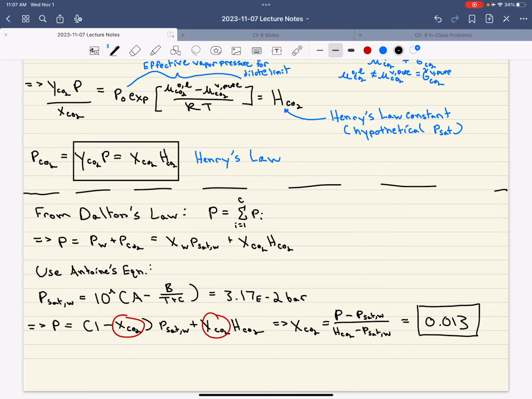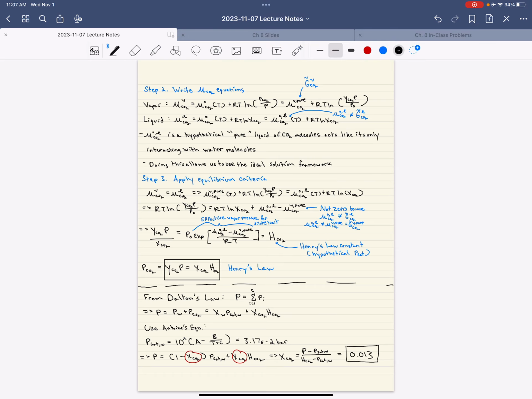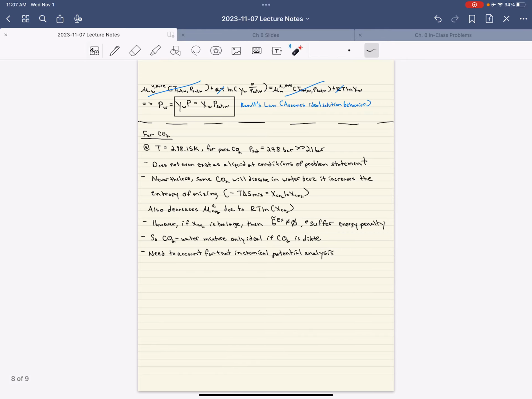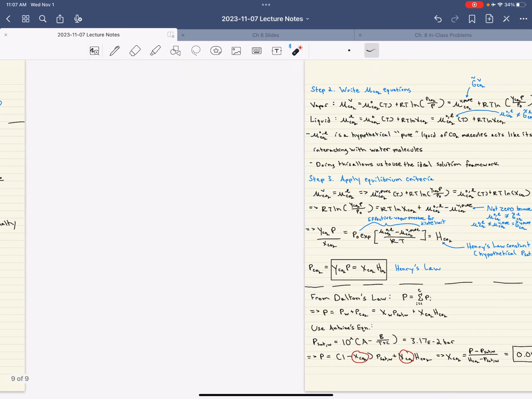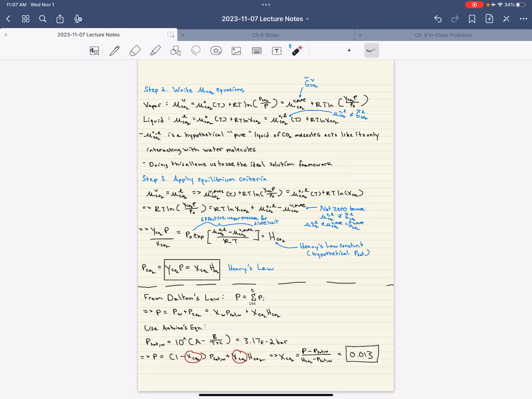All right? And so by using our chemical potential framework, we were able to derive two equations that we could use in order to solve for the mole fraction.